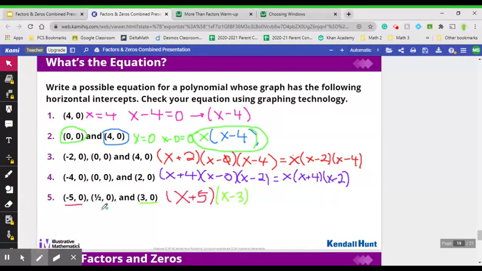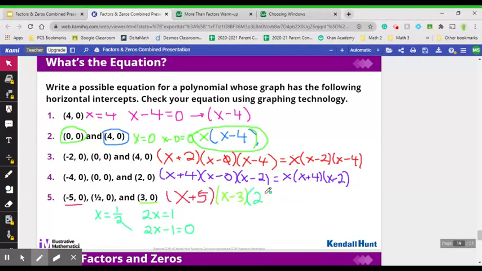So if we had that as an answer, that means that x equals 1/2 is going to be a 0 if that's our x-intercept. So if I doubled both sides, I'd end up with 2x equal to 1. And then I subtracted 1, because I've got to make it equal to 0 again. So that would end up being 2x minus 1 equals 0. So that 2x minus 1 part is going to end up being our last factor here.